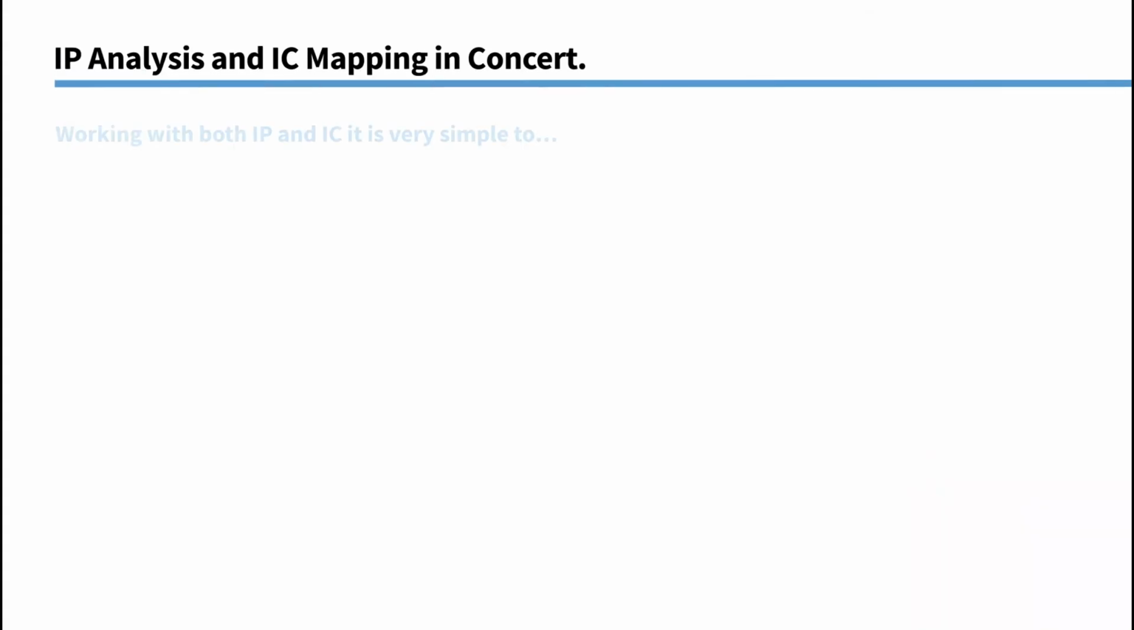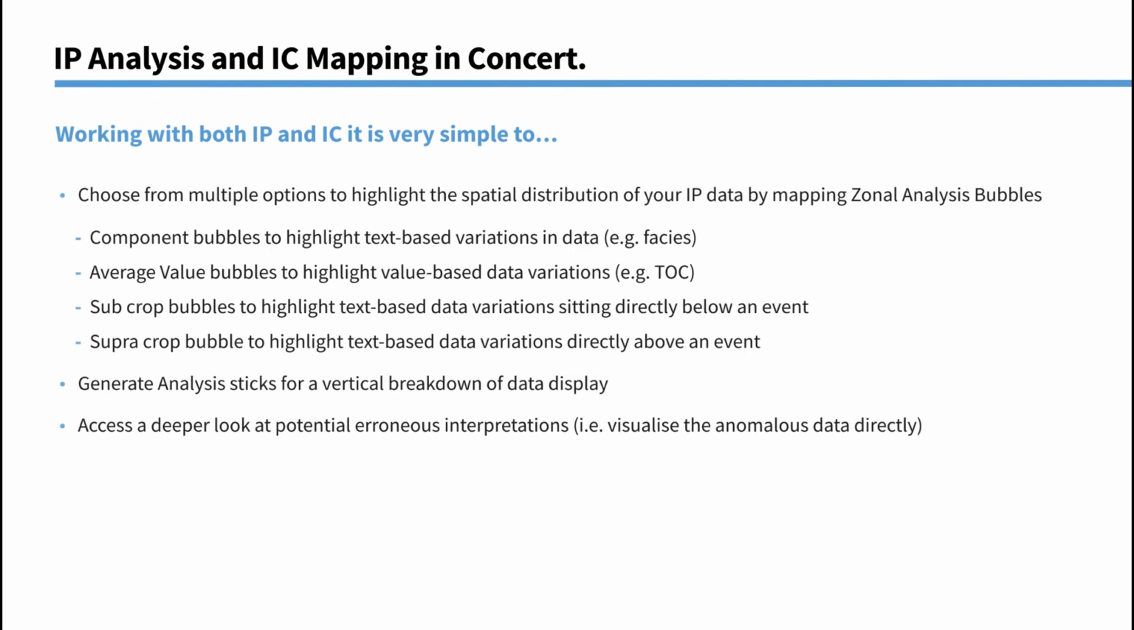To understand the potential variation within our zone of interest across our study area, it's important that we're able to select a range of data, be that text-based interpretation like facies, or value-based like porosity, and display that directly on a map. These displays can directly impact the response to any anomaly identified across the area.